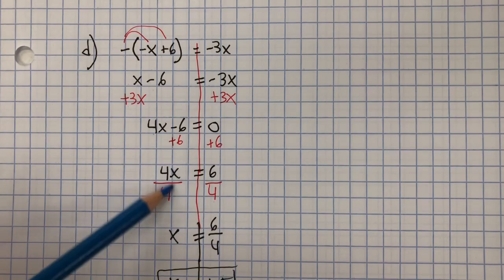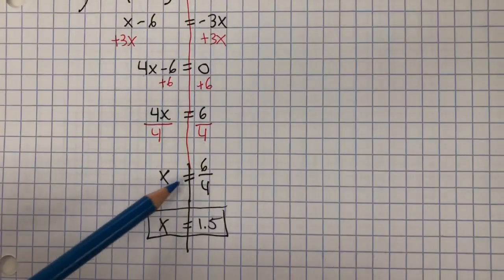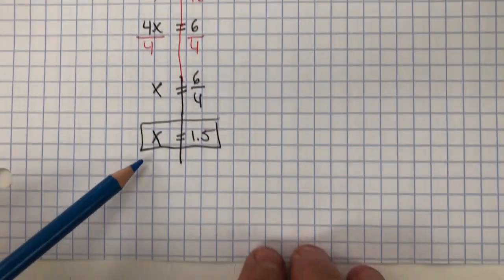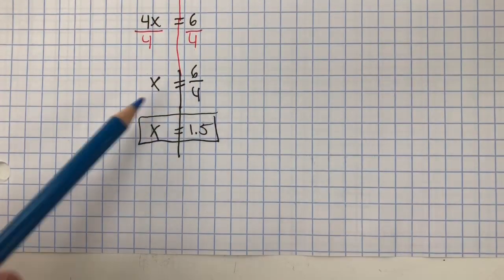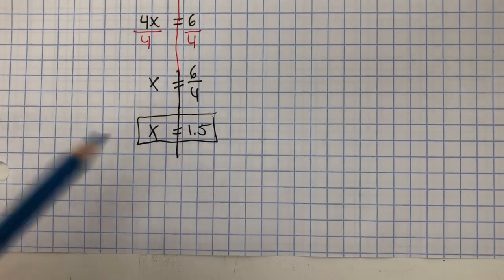4x equals 6. Divide both sides by 4. I get x equals 6/4. Simplify this improper fraction, and I get x equals 1 1/2, or 1 5/10.